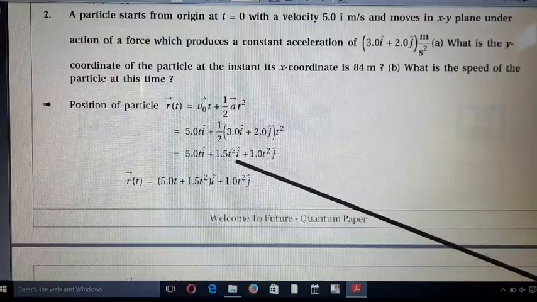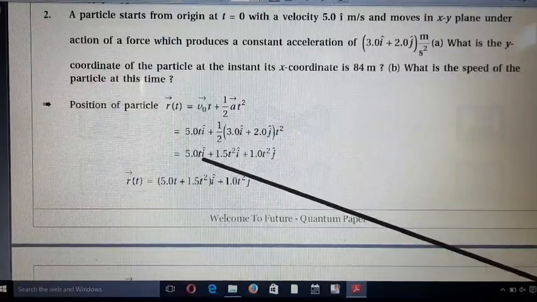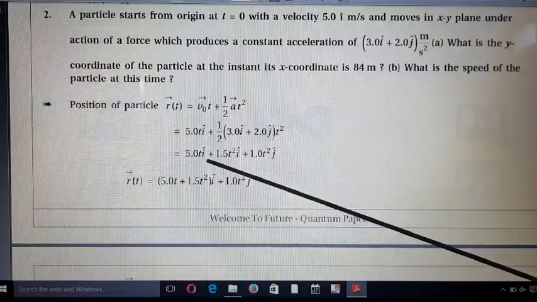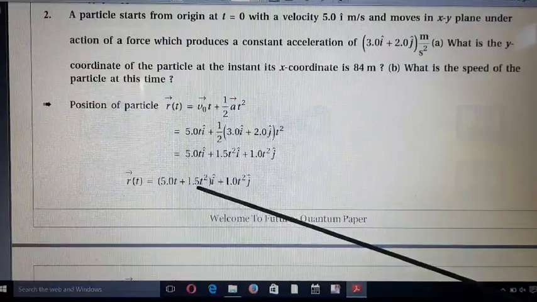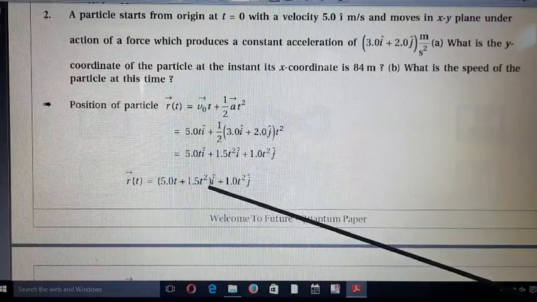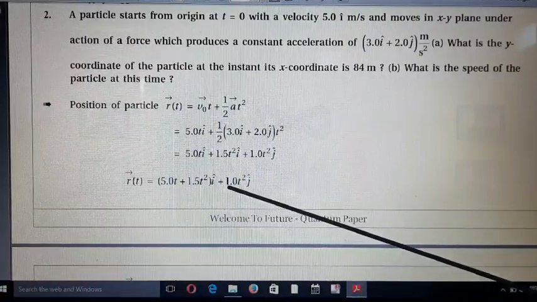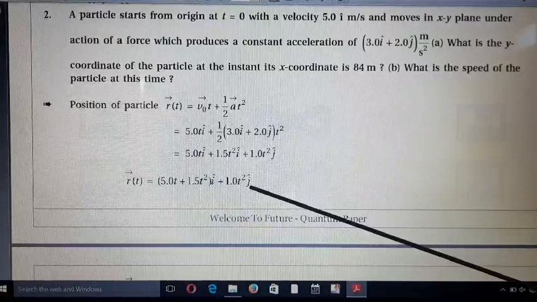Friends, look here. In the first two terms we have i-caret, so now we take it common. So we get (5t + 1.5 t²) i-caret + 1 t² j-caret.